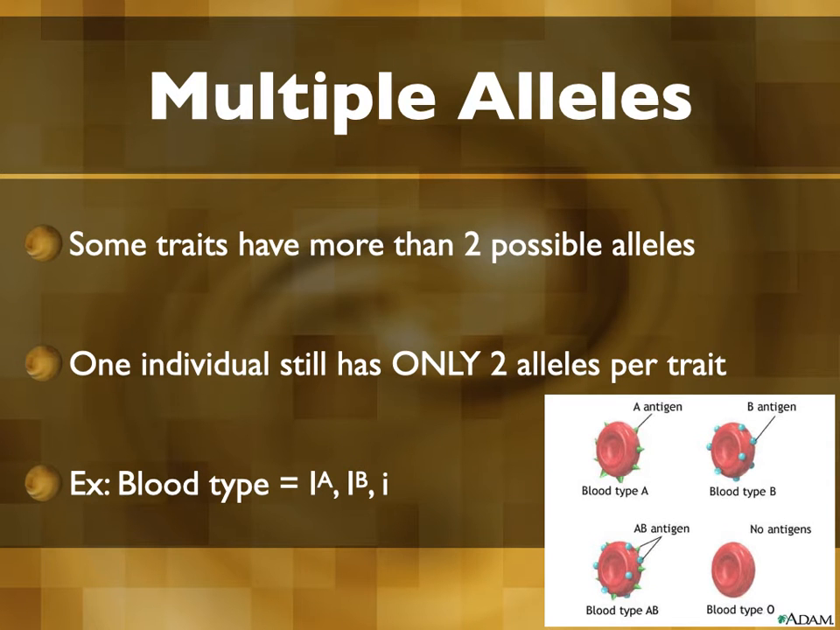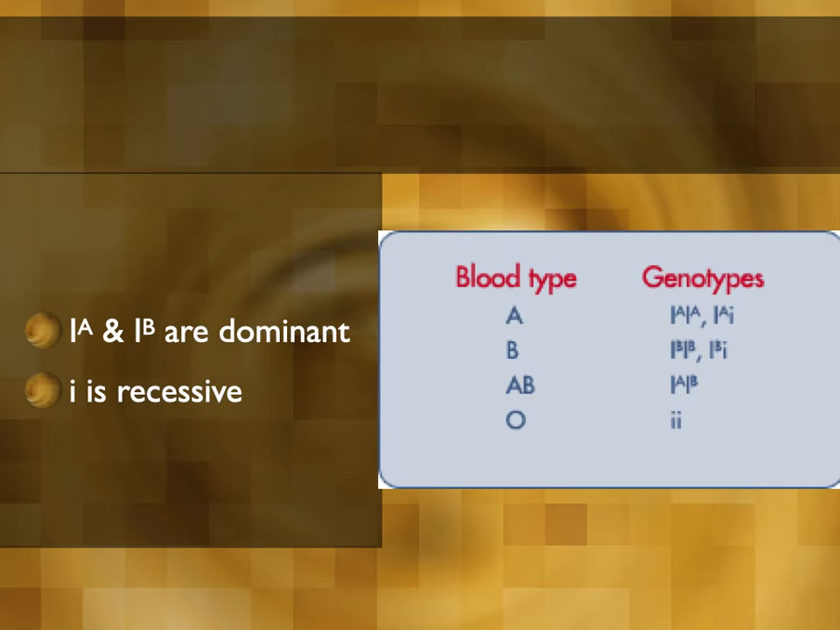Another example are multiple alleles. Some traits have more than two possible alleles. Every problem you've done so far, for example, with I think it was bunnies with gray and white hair, they had big G or little g, and that was the only options they had. Well, in human blood types, there are three possibilities. However, one individual still only has two alleles per trait, one per chromosome out of your chromosome pair that you get from your parents. So for blood type, you have IA, IB, and little i. You can only have two of those three, and you get those two from your parents.